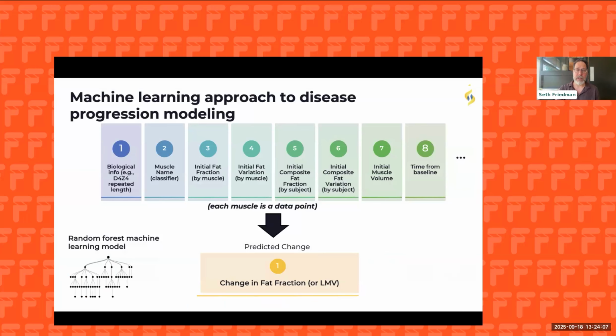I think I have Sylvia's citation in one of these slides. This is the idea that you take all this data, and one of the pieces, number two here, is that we're going to classify the muscles. So the TA is different than the vastus, is different than the soleus, and that is a component of the model. We're going to put all these things in at the same time. The way you do this is you use a training set and a test set, and we're trying to predict change in lean muscle volume or fat fraction over 1 year.